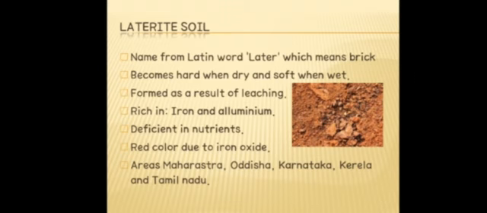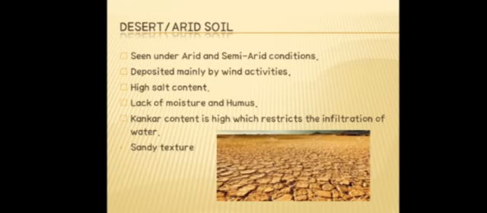This soil is rich in iron and aluminium and deficient in nutrients. This soil has red color due to iron oxide. So there are some areas which have red laterite soil. Major areas of laterite soils are Maharashtra, Orissa, Karnataka, Kerala and Tamil Nadu. Next soil is desert soil or arid soil.